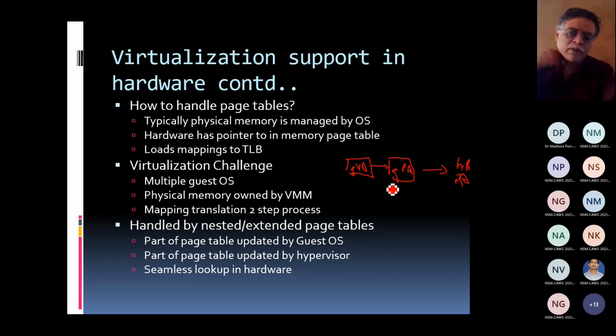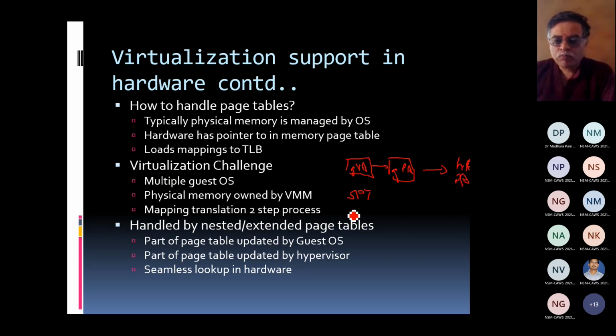So in software, they solved this problem using something called shadow page tables. We will not go into the details of this. This was done in software, which means you have two page tables. Essentially, you have one guest virtual address to guest physical address page table, and you have a guest physical address to host physical address page table.